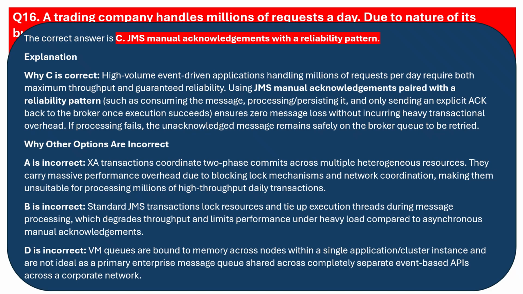B is incorrect. Standard JMS transactions lock resources and tie up execution threads during message processing, which degrades throughput and limits performance under heavy load compared to asynchronous manual acknowledgments.